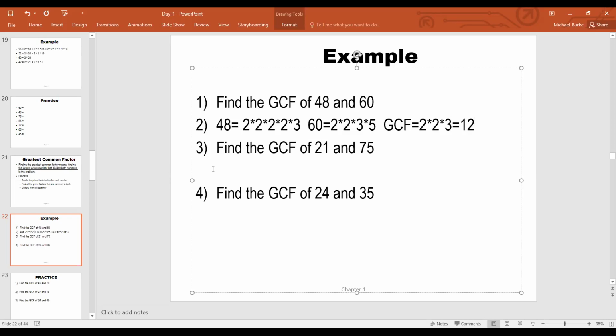And you can do the same with these. I would like you to do these and bring them in as a little homework assignment so that I know you actually did this. So find, using this method, and read your text, the greatest common factor of 21 and 75 and the greatest common factor of 24 and 35. Now, sometimes the greatest common factor is just one prime number. If that's what you find, then that's fine. I don't think that's going to be the case with any of these.